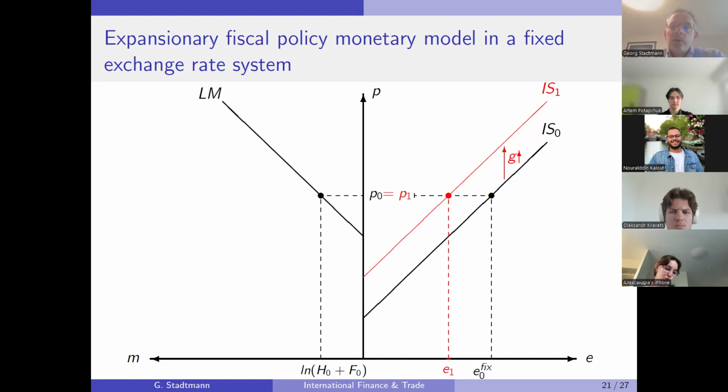But here, in chapter 18, we are in a fixed exchange rate system. So we have to interpret this exchange rate movement in the following way. The appreciation does not materialize, but there are just appreciation pressures. So there is a pressure that the exchange rate decreases and the central bank has to intervene.